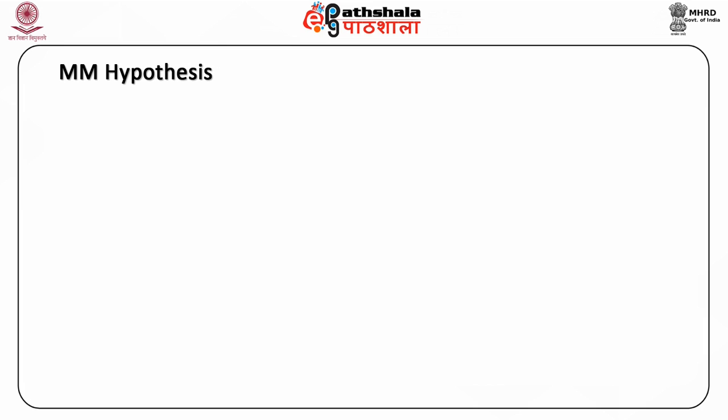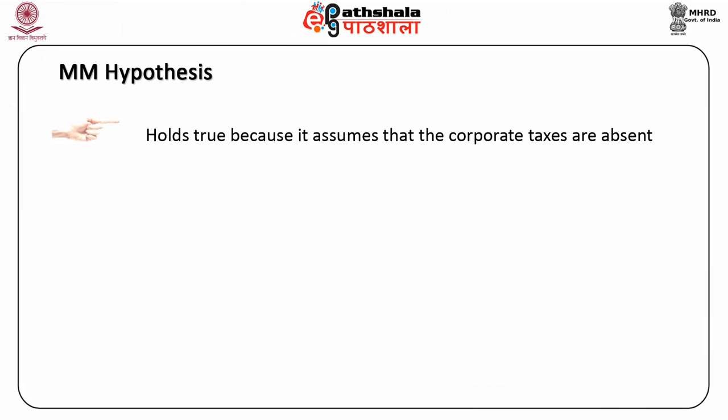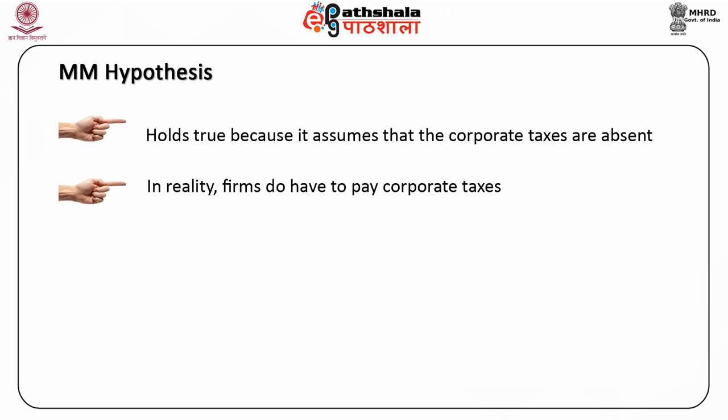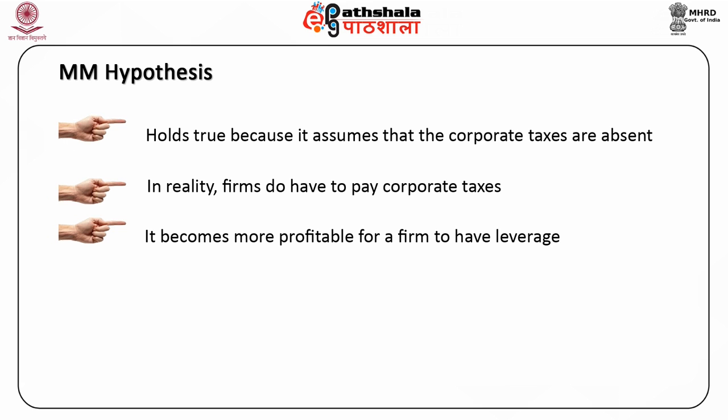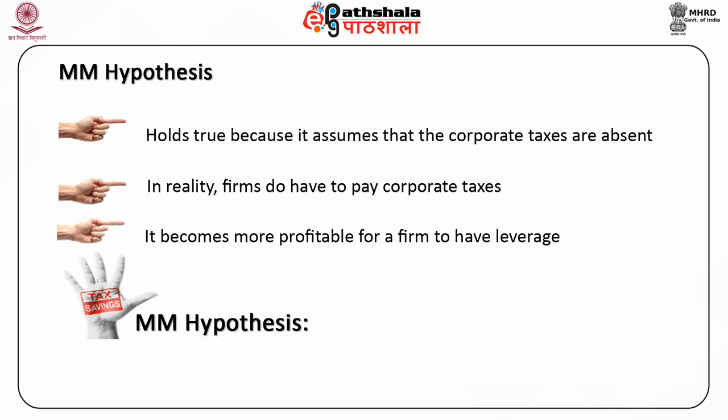The MM hypothesis of irrelevance of capital structure mainly holds true because it assumes that corporate taxes are absent. Thus, the levered and unlevered firms stand on the same footing, but in reality, this is not the case. Firms do have to pay corporate taxes, and as we know, the interest paid on debentures is tax deductible. Hence, it becomes more profitable for a firm to have leverage, as it saves taxes and thus the value of such a firm increases. Thus, in the presence of corporate taxes, MM hypothesizes that the value of a firm increases as the leverage increases.